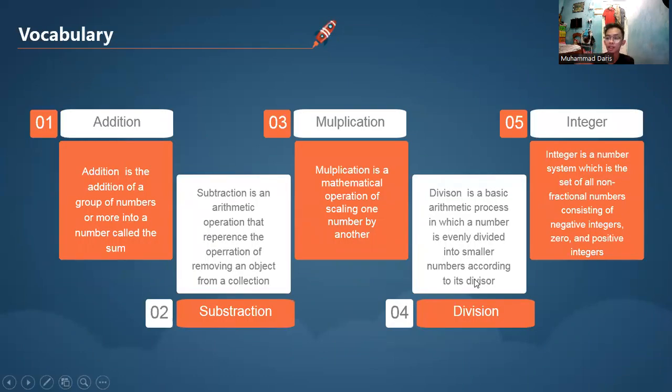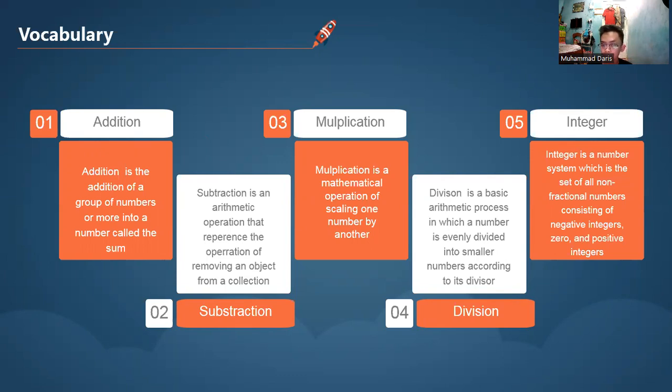In this presentation, I will explain 10 vocabulary. First is addition. Addition is the addition, or in bahasa is penjumlahan. And the description: addition is the addition of a group of numbers or more into a number called the sum. Okay. Second is subtraction. Subtraction is an arithmetic operation that represents the operation of removing an object from a collection, or in bahasa pengurangan.